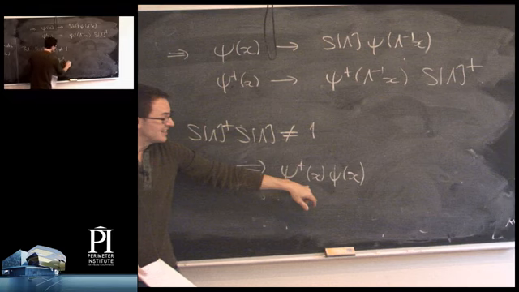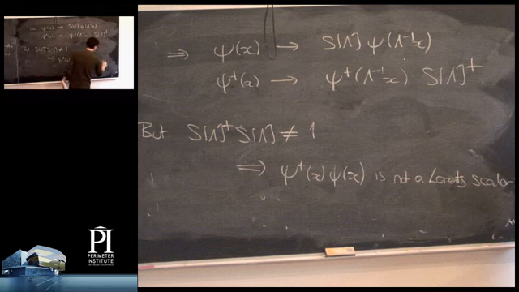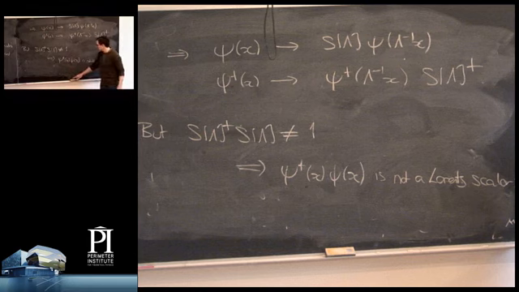And in particular, that means that if I contract this psi dagger with this psi to get a scalar by contracting these indices, this is not going to be a Lorentz scalar. Okay, you see the problem. To be a Lorentz scalar, you would want this S dagger to cancel this S and give you 1. But it's not a unitary representation, so that doesn't happen.